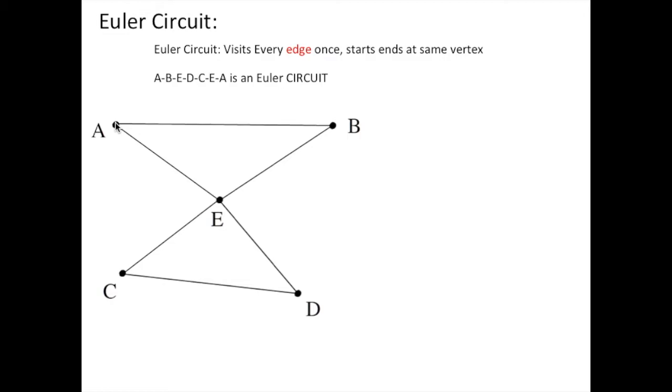If we started A to B to E to D to C to E to A, that is an Euler circuit. We began at A, we ended at A, we never went over the same edge twice. Note, all vertices are of an even degree. This is degree 4, degree 2, degree 2. Remember, the degree is the number of edges that meet at that vertex. This graph has an Euler circuit.